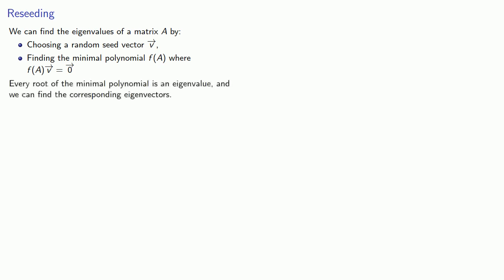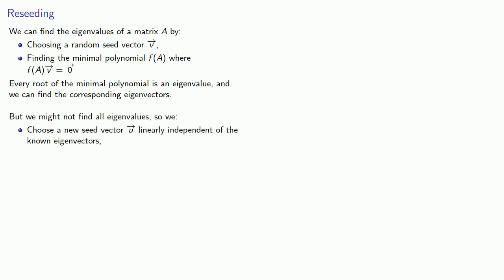We can find the eigenvalues of a matrix A by choosing a random seed vector v, finding the minimal polynomial f of A, where f of A applied to v gives us the zero vector. Now, every root of the minimal polynomial is an eigenvalue, and we could use these to find the corresponding eigenvectors. But we might not find all the eigenvalues, and so we might have to choose a new seed vector u linearly independent of the known eigenvectors, and then find a new minimal polynomial g of A, where g of A applied to u is the zero vector, and lather, rinse, repeat.